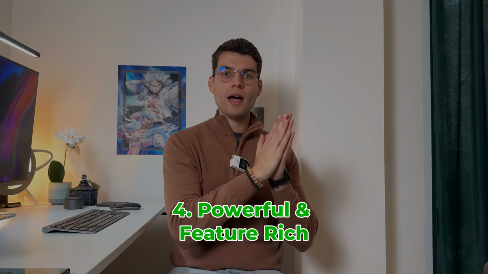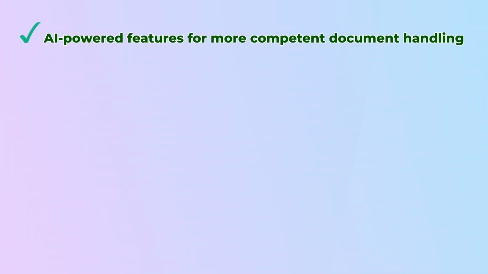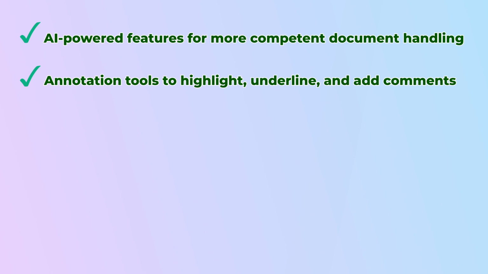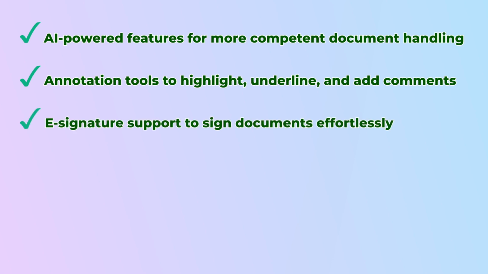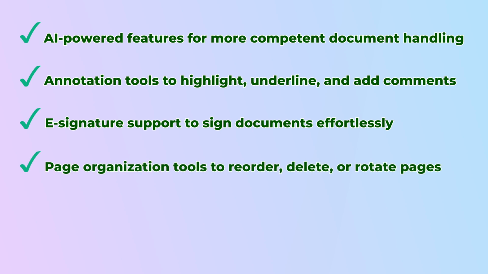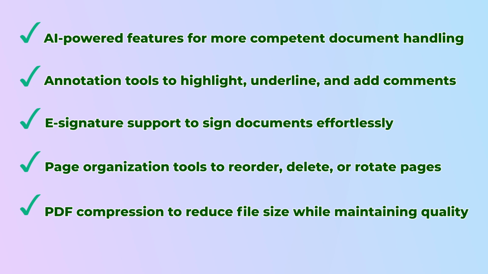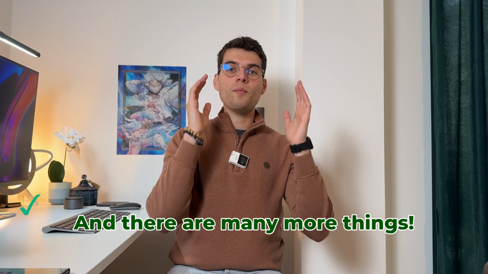Fourth, it's powerful and feature-rich. Above all, UPDF is not just a simple PDF editor for text and images. It's a complete toolkit that includes AI-powered features for more competent document handling, annotation tools to highlight, underline, and add comments, e-signature support to sign your document effortlessly, page organization tools to reorder, delete, or rotate pages, PDF compression to reduce file size while maintaining quality. And there are many more things. In short, UPDF has all the tools you need at your fingertips, plus its affordable pricing, lifetime license, and powerful features that make it the best choice for mobile PDF editing.